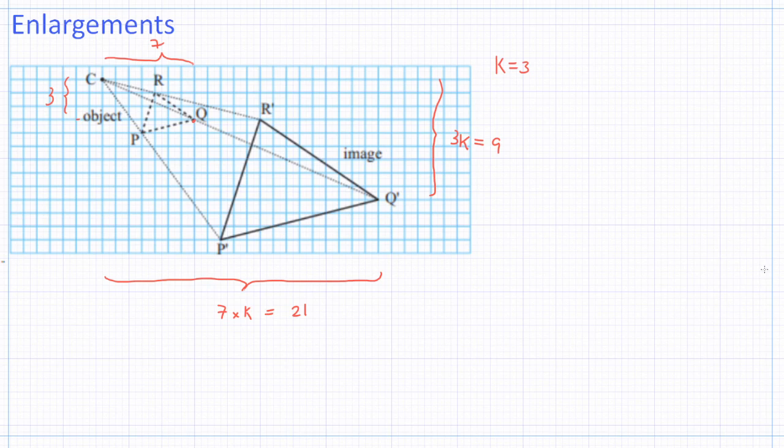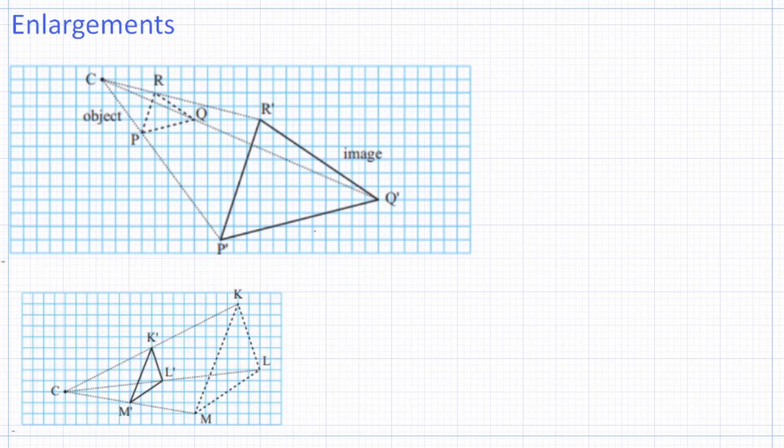But what about for making things smaller? What about reductions? Let's see a different example now. It's basically the same thing, but now our scale factor is going to be a number which is less than 1. So in this example, let's say K is a half. In this case, my triangle is KLM, and I want to make it half the size. So each length should be half now.